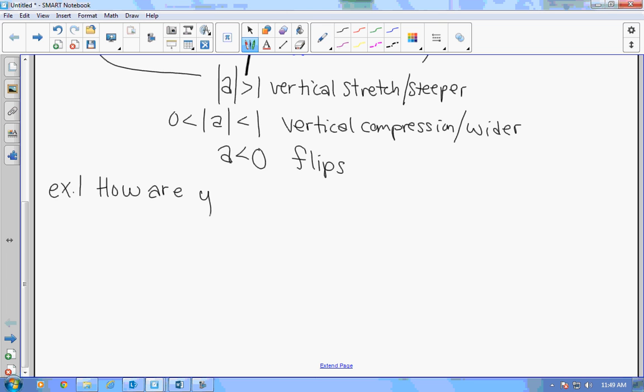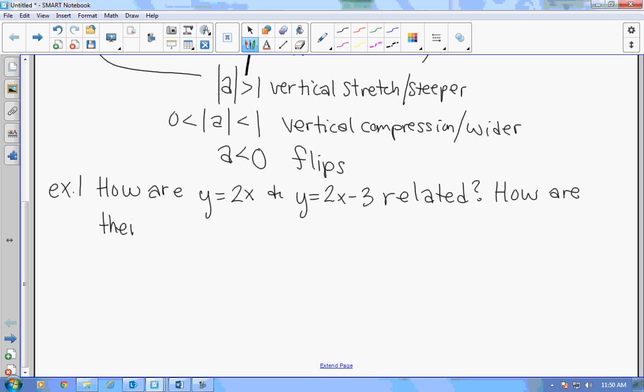How are y equals 2x and y equals 2x minus 3 related? And how are their graphs related? How are y equals 2x and y equals 2x minus 3 related? And how are their graphs related?